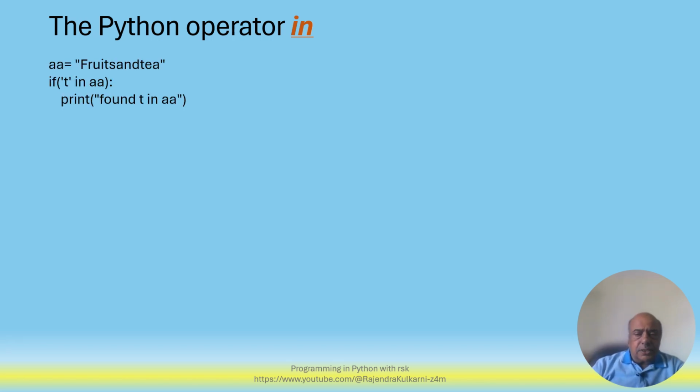The operator in is a very versatile operator in Python. We can use it in many ways. A few ways we have discussed in earlier videos. In the case of strings, how do we use operator in? We can see here AA is equal to fruits, and T is a string. If character T in AA: print found T in AA.